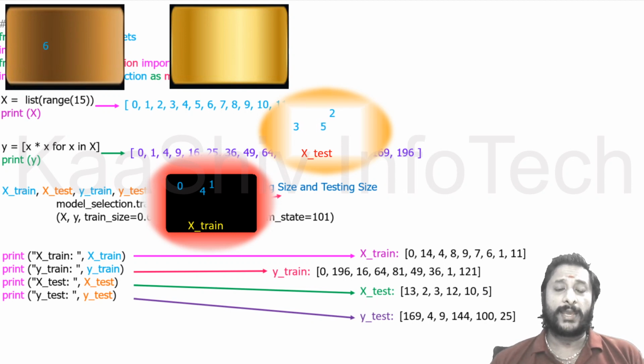So I'm trying to make a bit of animation to show you how the data is split with the train_test_split functionality of sklearn or scikit-learn. Yes, looks good. We need this x_train and x_test. The same functionality will be done with this y_train and y_test.